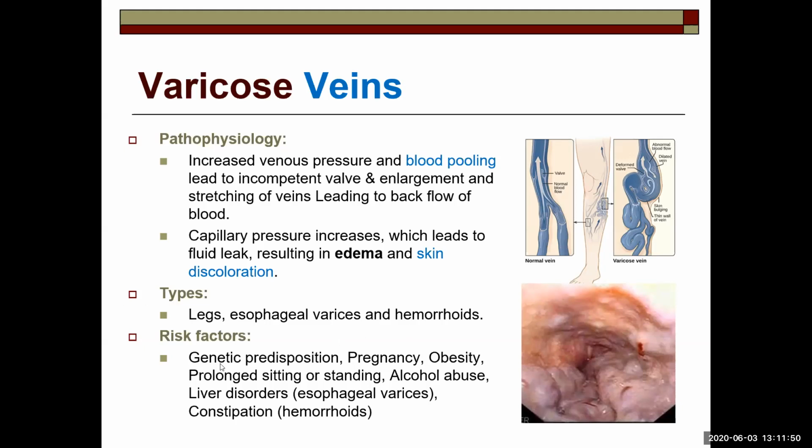Okay. So again, risk factors: genetic predisposition. If your mother or somebody has varicose veins, there's most likely a chance that you can get them. Hemorrhoids, the same thing. Pregnancy can lead to that. Obesity, of course. Prolonged sitting or standing. So you guys need to move, especially these days. Don't sit on chairs and sofas and all that. Move around. Go walk around a little bit. Alcohol abuse can lead to that. Liver disorders, esophageal varices. Alcohol abuse and liver disorders have something to do with this. Constipation can lead to hemorrhoids. So you don't want to be constipated because you're going to end up having hemorrhoids.